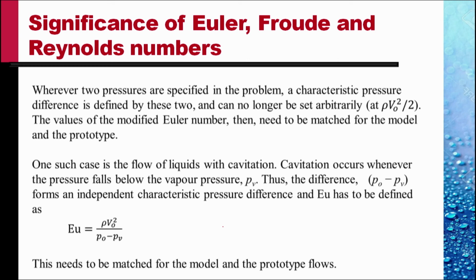One such case is the flow of liquid with cavitation. Cavitation occurs whenever the pressure falls below the vapor pressure of the liquid. Thus, the difference P naught minus vapor pressure PV forms an independent characteristic pressure difference, and the Euler number has to be defined as rho V naught square divided by P naught minus PV. And this Euler number needs to be matched in model and the prototype flows.